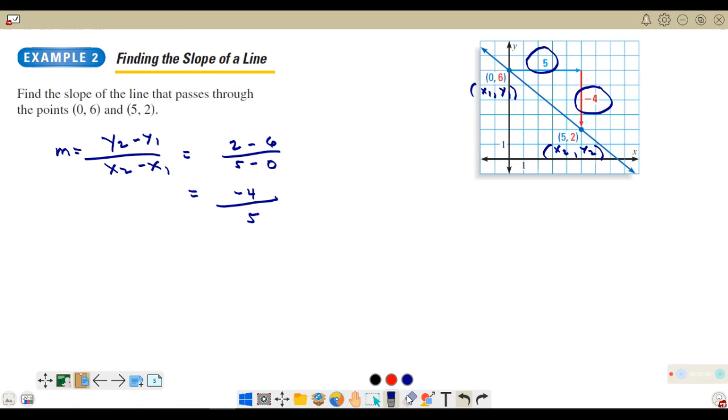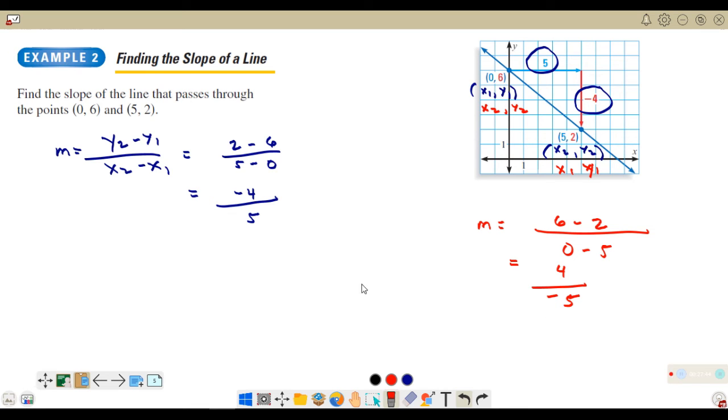Question: Ma'am, paano po kung ito yung gusto kong maging x sub 2, y sub 2, at ito yung x sub 1, y sub 1? Will I arrive with the same answer? Yes, of course. So, using this one, we will have 6 minus 2 and 0 minus 5. 6 minus 2 is 4. 0 minus 5 is negative 5. Sabi, hala ma'am, bakit dito yung taas ang negative? Ba't dito yung baba ang negative?